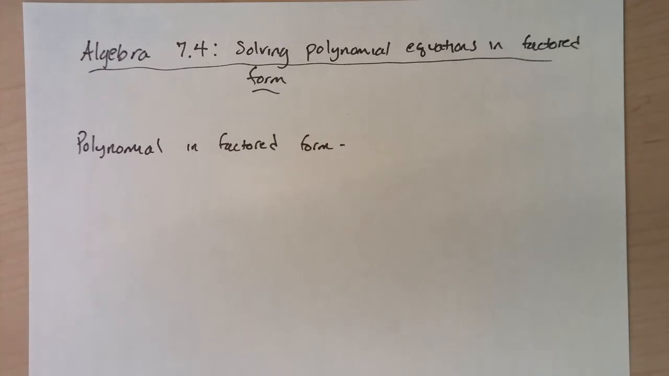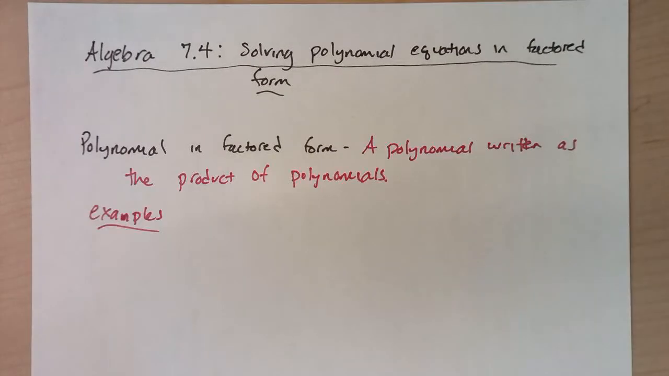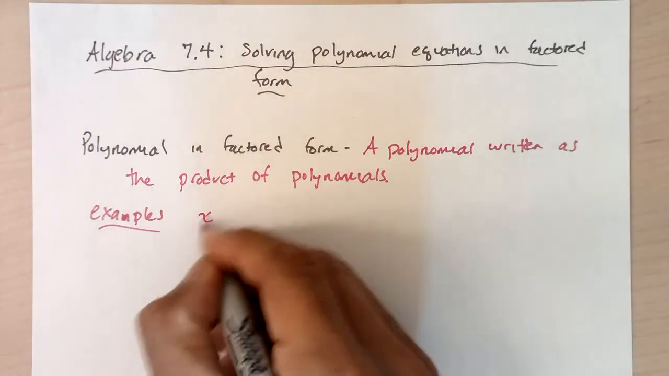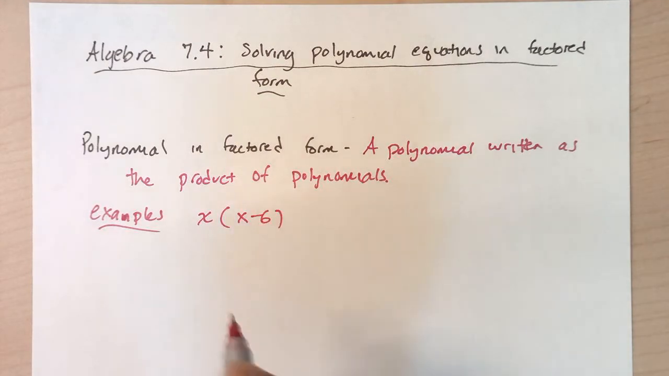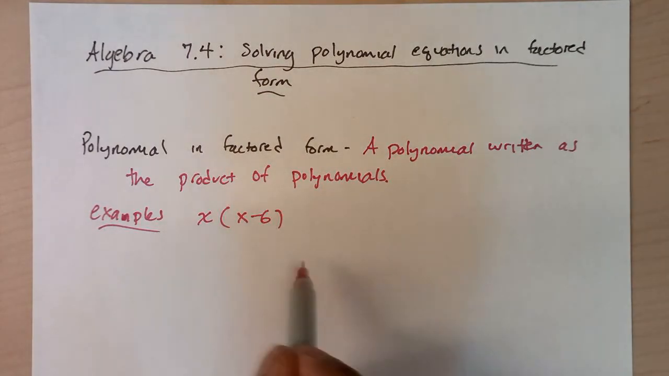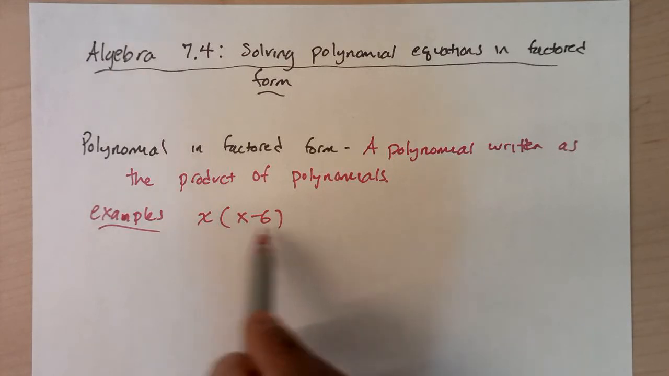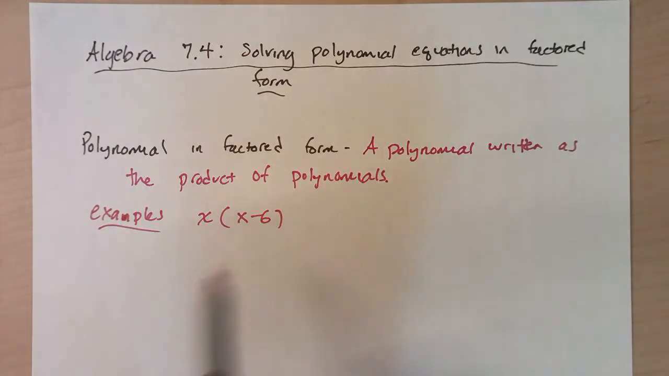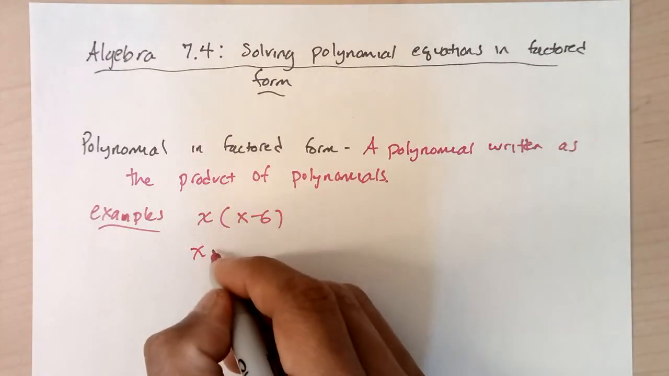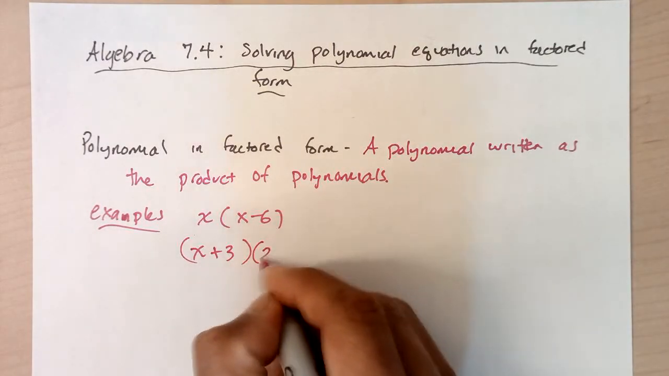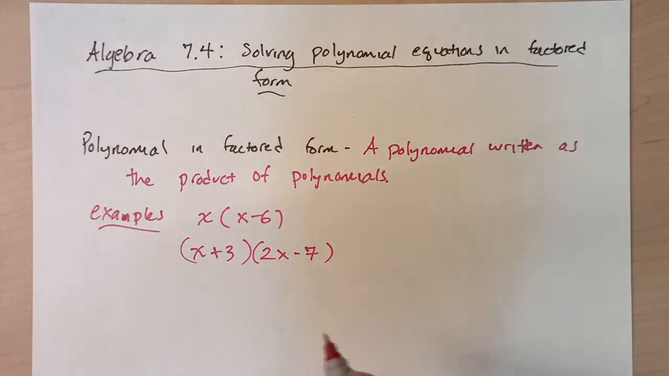A polynomial in factored form is a polynomial that's written as the product of two or more other polynomials. So a polynomial in factored form would be the product, that means multiplying, of polynomials, something like this: x times x minus 6. That's a polynomial in factored form. Yes, you could distribute x to the x and the negative 6, but you actually don't want to put the polynomial in factored form. I could have the product of two binomials, x plus 3 times 2x minus 7. That's a polynomial in factored form.